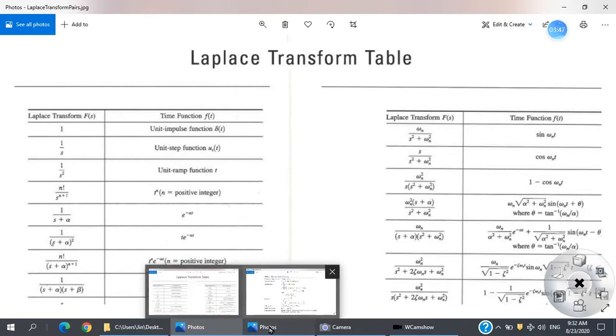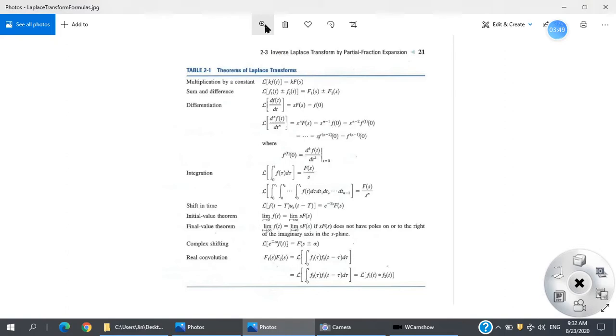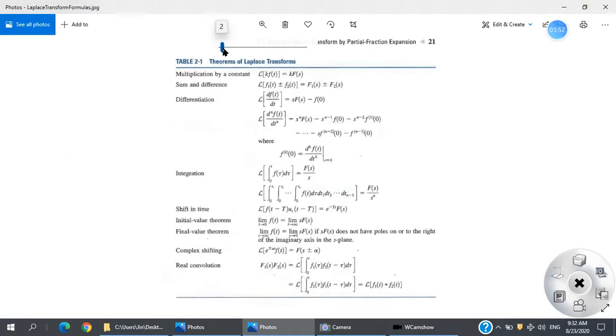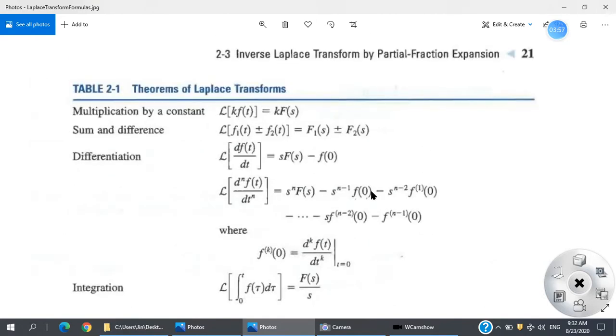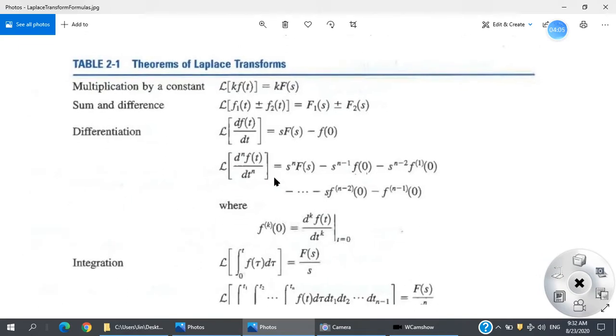And this is the second table. It's the theorems of the Laplace transform. I copied it from another textbook. Actually, you can find tables all over the internet, right? It doesn't matter. We can just use this one. I think this one will be enough.